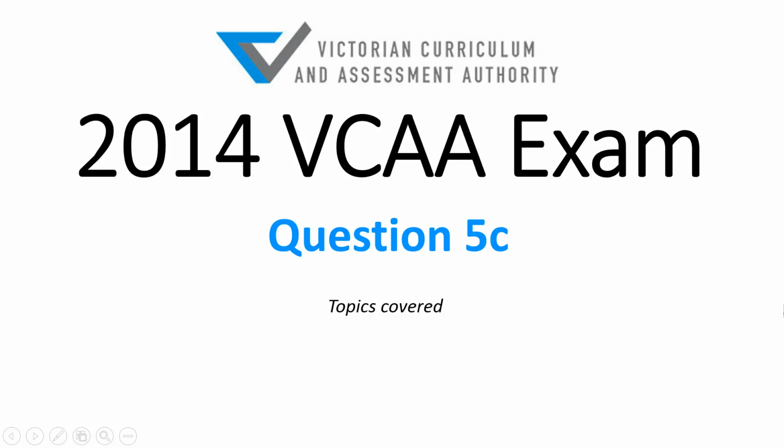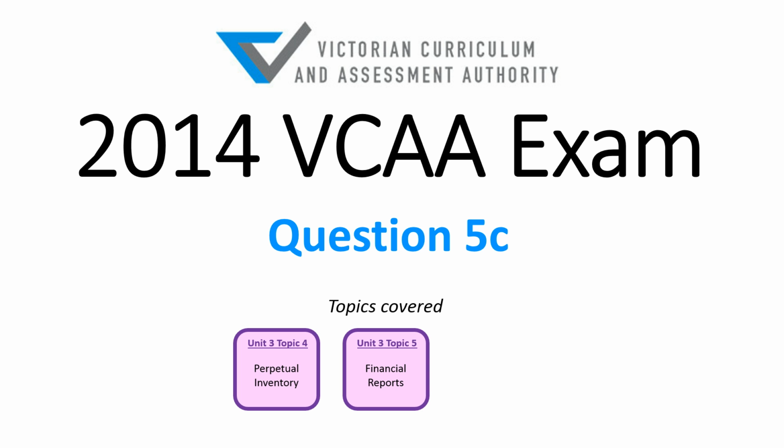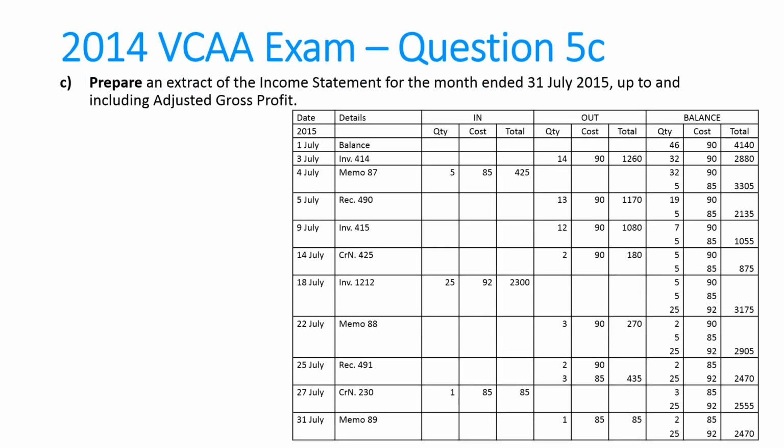5C combined your knowledge of 5A and 5B and asked you to prepare a report, and to do that you needed to remember the topics about perpetual inventory, preparing financial reports, and also the returns of stock. So you were given the stock card, and then it said prepare an extract of the income statement for the month ended of 31st of July 2015 up to and including adjusted gross profit.